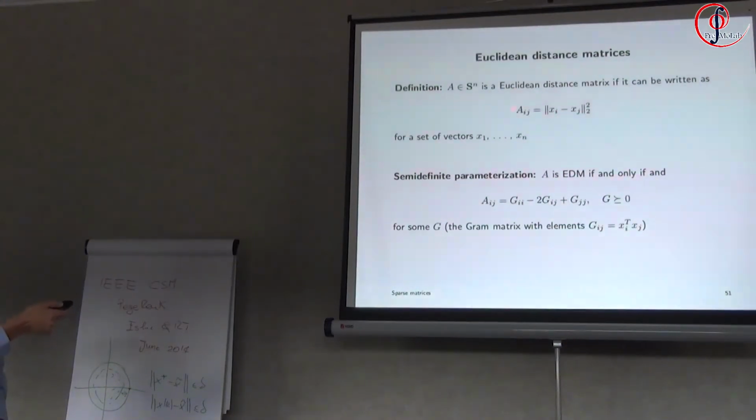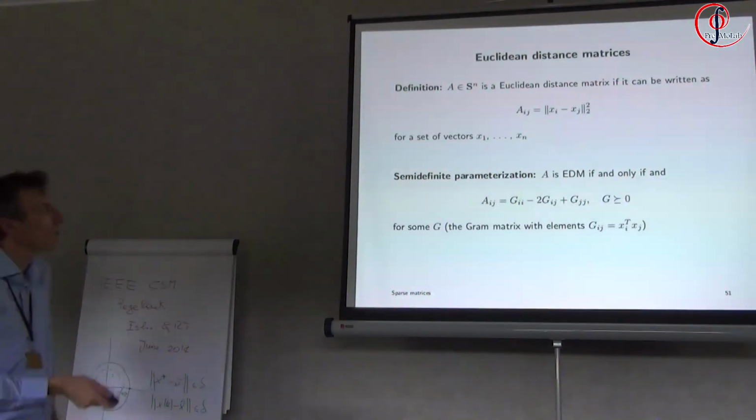This would correspond to distances between different points on different sensors, and the coordinates of each sensor would be given by a vector xi. There are problems in chemistry that are modeled like this. And there's a simple semi-definite characterization of this Euclidean distance matrix cone.